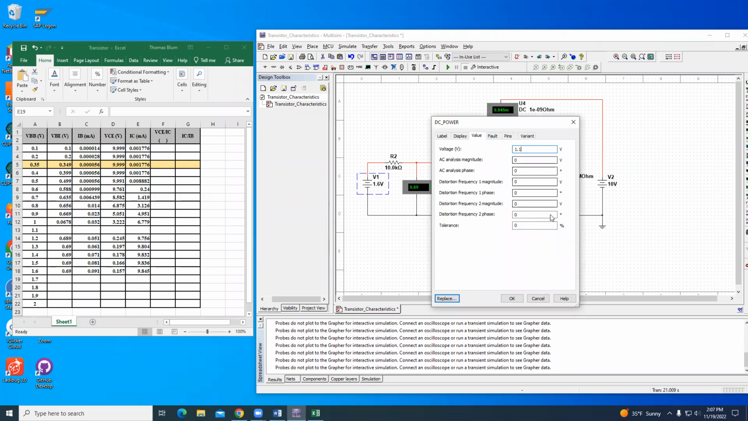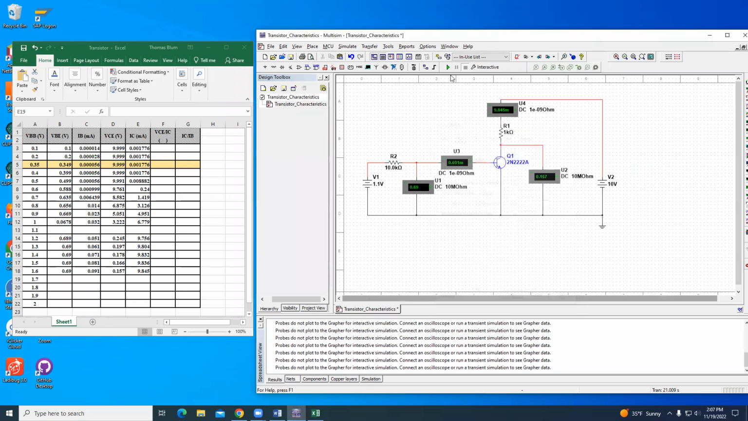So, 1.1, okay, and turn on the simulation. That one must be wrong. I must have an extra 0 on there. We'll confirm that in a second. 685 for this. Oops.